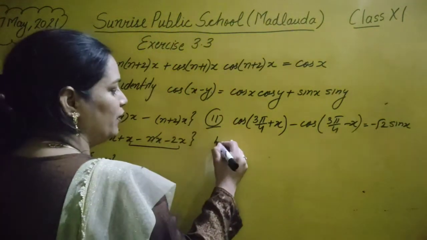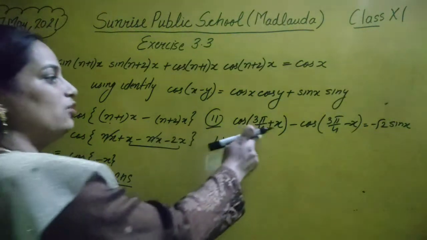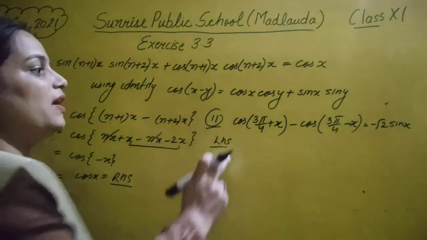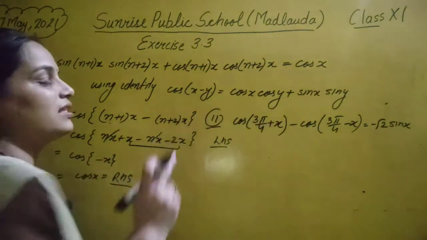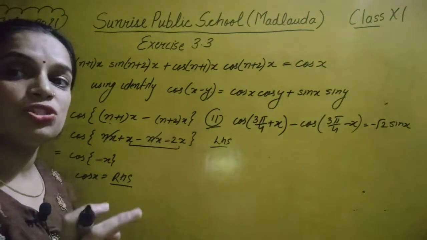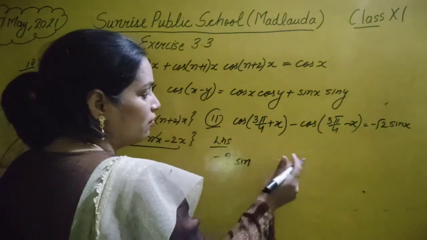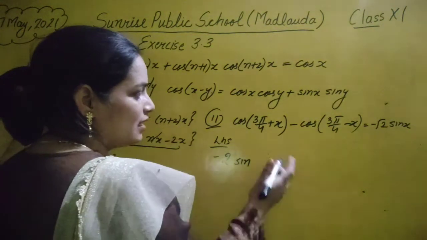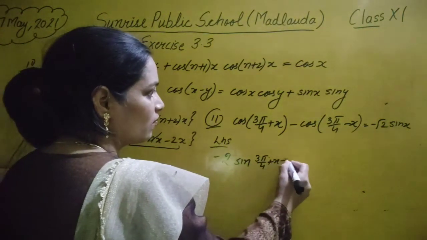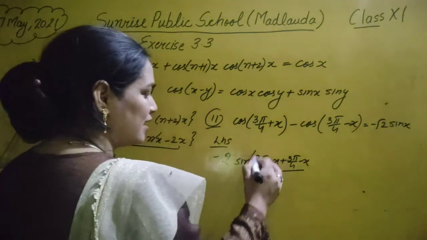So again we will take our left hand side. In the left hand side we will use the identity cos x minus cos y. We know that cos x minus cos y, that is cos minus cos, is equal to minus 2 sin, where s means sine. Firstly we will take the addition of both the angles, divided by 2. So there will be (3 pi by 4 plus x) plus (3 pi by 4 minus x), divided by 2, as the angle of sine.